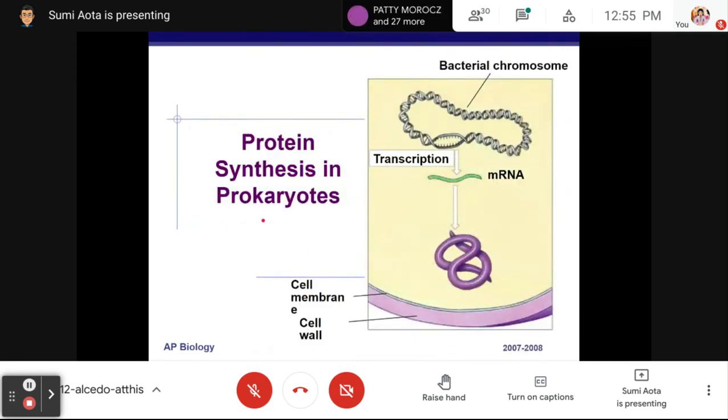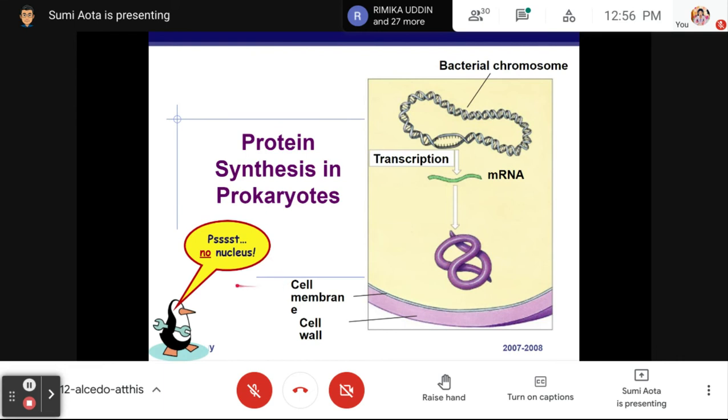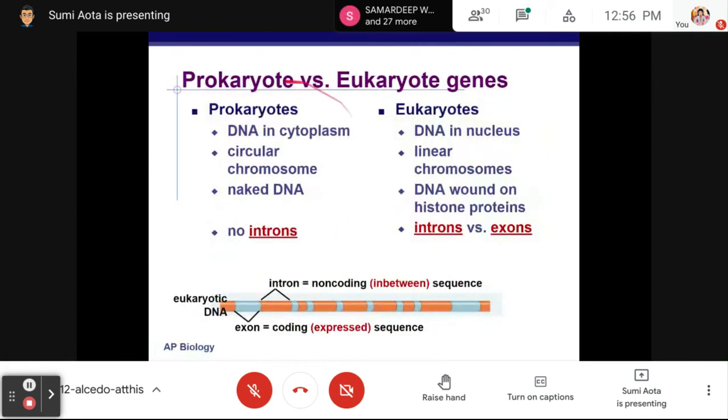All right. One of the things I want to talk about next is the differences between protein synthesis between eukaryotes and prokaryotes. And as Fillmore says, one of the biggest differences between the two systems is no nucleus. So if we look at the genomes of prokaryotes and eukaryotes, in prokaryotes, the DNA is in the cytoplasm. In eukaryotes, it's located within the nucleus. Prokaryotes have circular chromosomes. Eukaryotes have linear chromosomes.